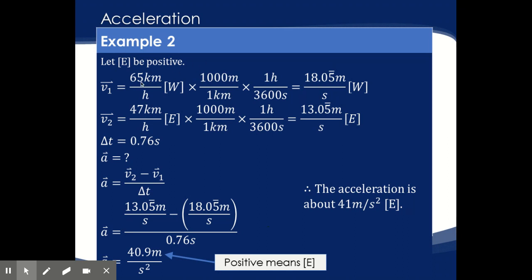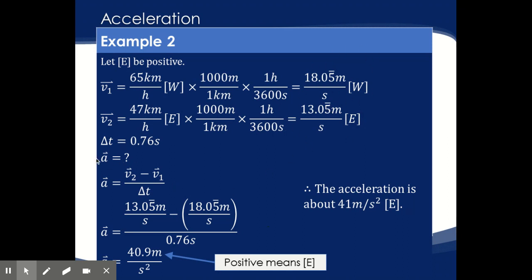Okay, so all we did was convert the 65 kilometers per hour into meters per second. We did the same thing down here. So 47 kilometers per hour, we're going to convert those units into meters per second, so 13.05. So this is what we're working with from here on out, these numbers.